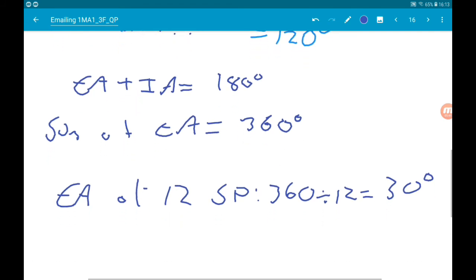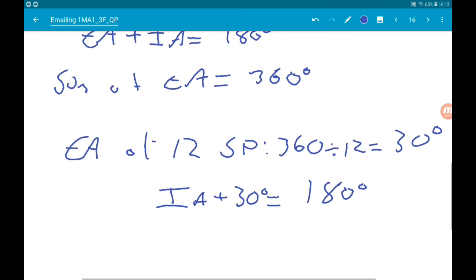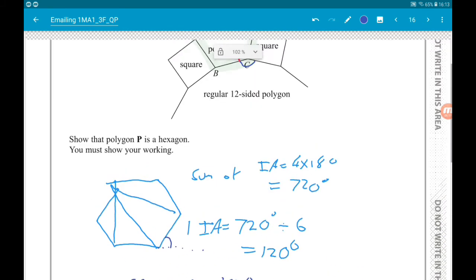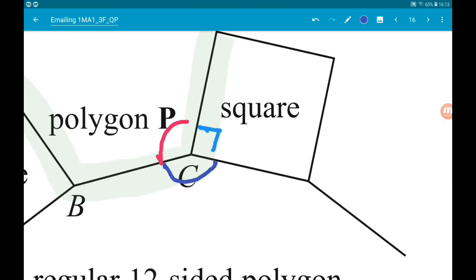So then we know the interior angle add 30 is 180. So then the interior angle is 180 minus 30, it's 150. So now we know two of these angles around the point.